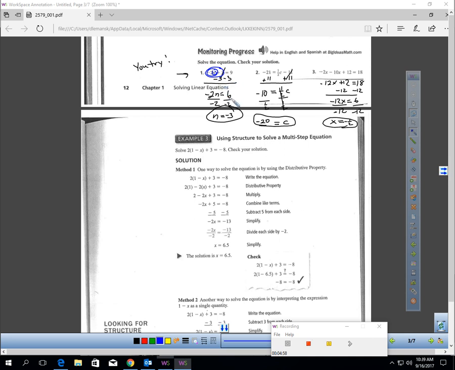So take away the 3, divide by the negative 2, n is negative 3, and then you can check that to make sure it's correct.